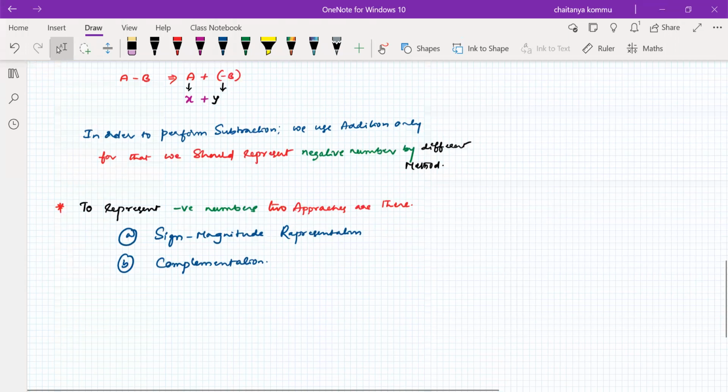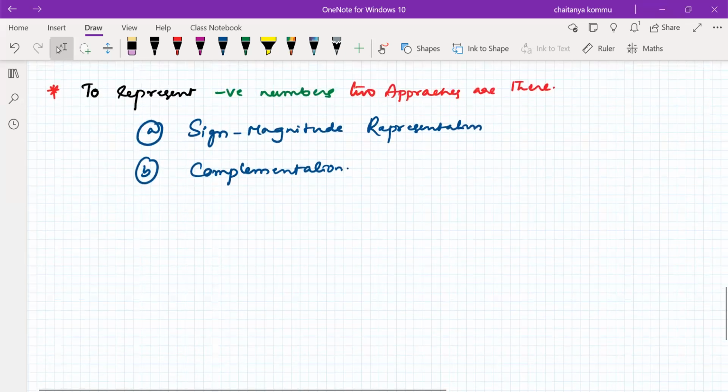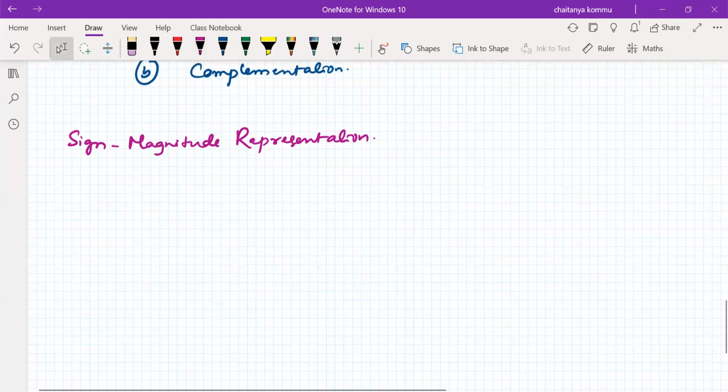Okay, so let us write now what we mean by sign magnitude representation. How do we represent a negative number in that sense? So we put this heading: sign magnitude representation. Okay, what do we do in this one?